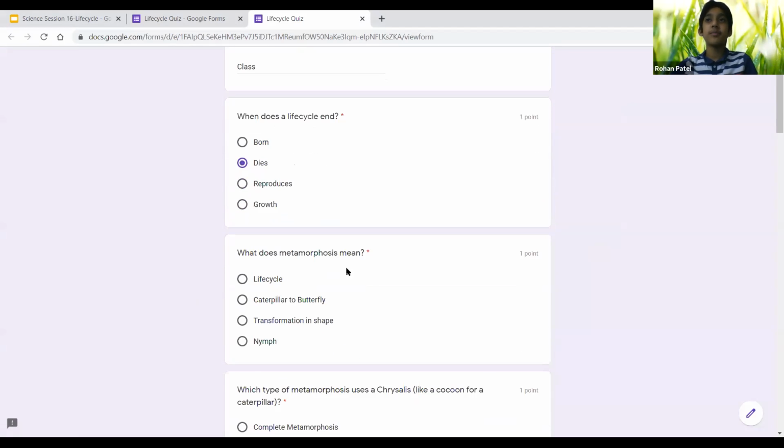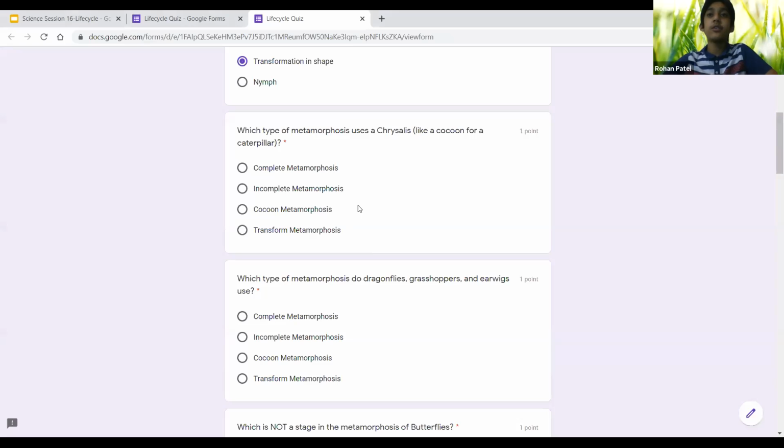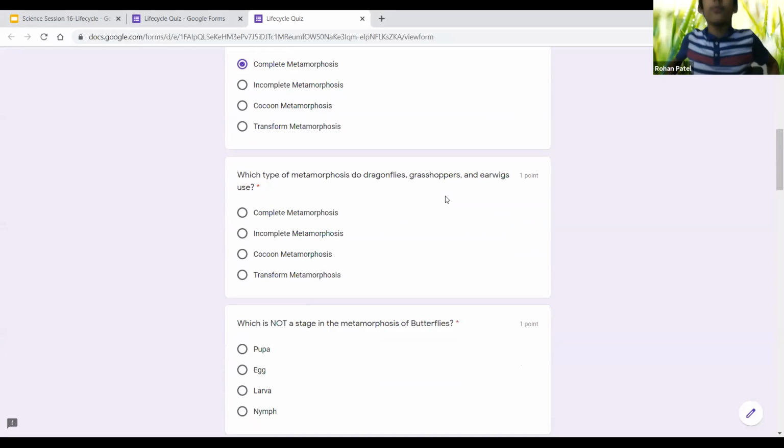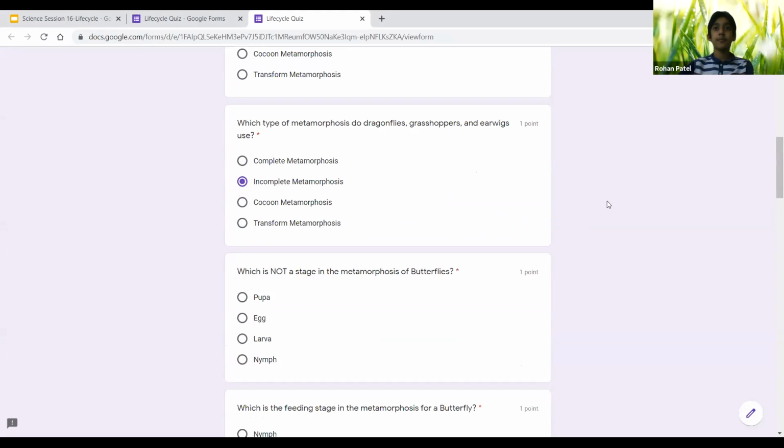What does metamorphosis mean? Remember, you can type your answers in the chat. Metamorphosis means the transformation in shape. What type of metamorphosis uses a chrysalis? Complete metamorphosis. Which type of metamorphosis do dragonflies, grasshoppers, and earwigs use? They all use incomplete metamorphosis.